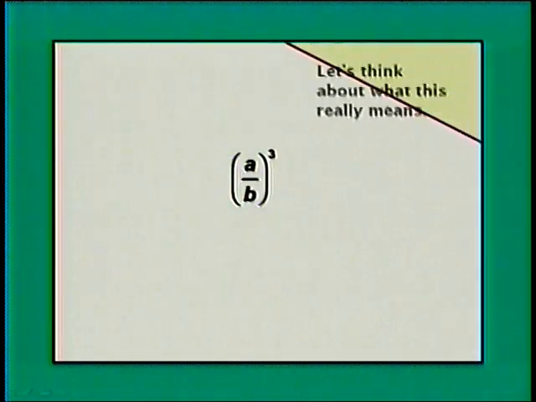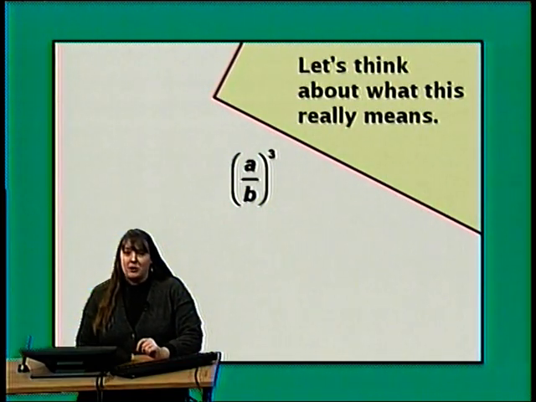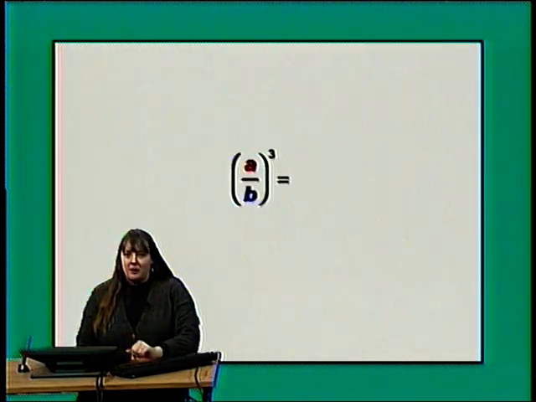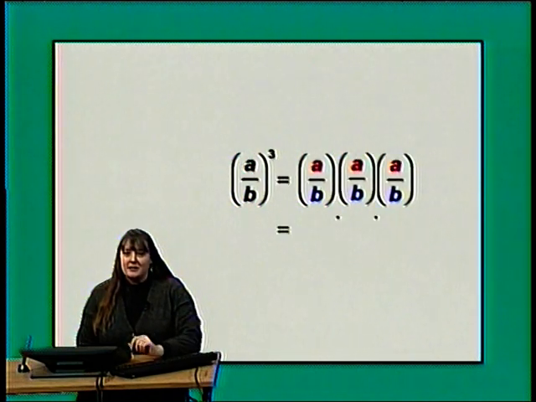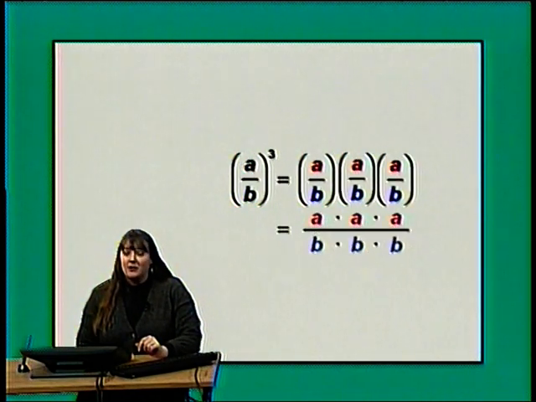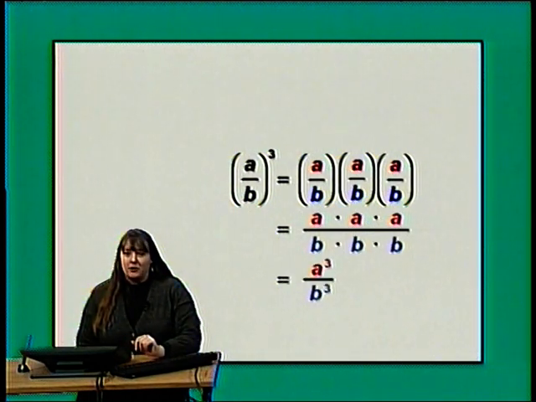So let's start with one last exponent rule. Let's first think about what the quantity a over b cubed really means. Well, this means that we have three factors of a over b. And we can write this as a times a times a over b times b times b, which simplifies to a cubed over b cubed.